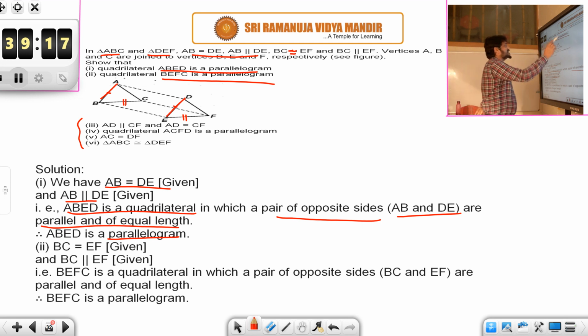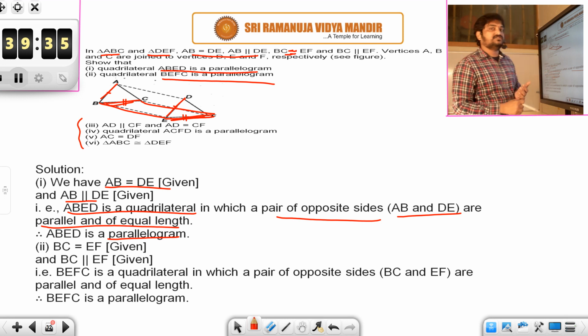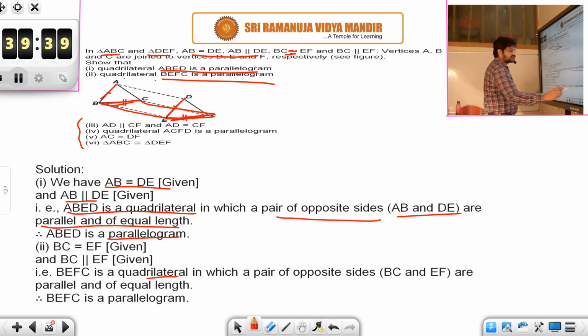Similarly, consider BEFC. For BEFC again, given that BC is parallel to EF. It is given. So again, a pair of opposite sides are parallel and equal. So hence it is sufficient to reason out that the given quadrilateral is a parallelogram, because in it a pair of opposite sides are parallel and of equal length. So hence this is a parallelogram.